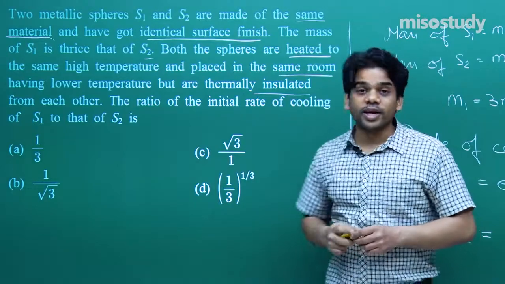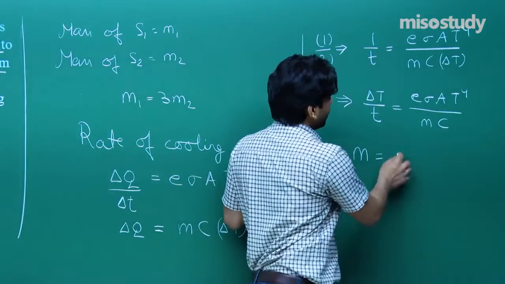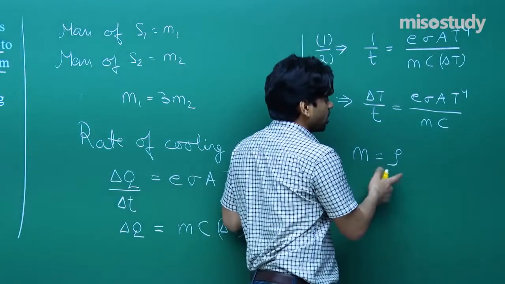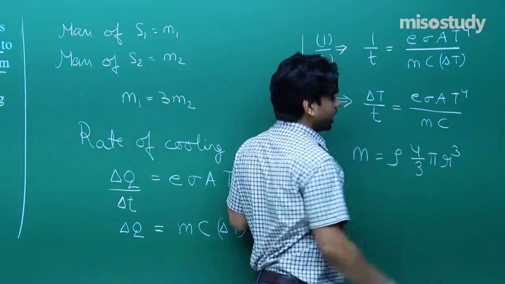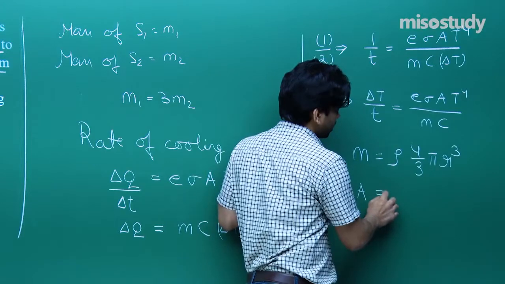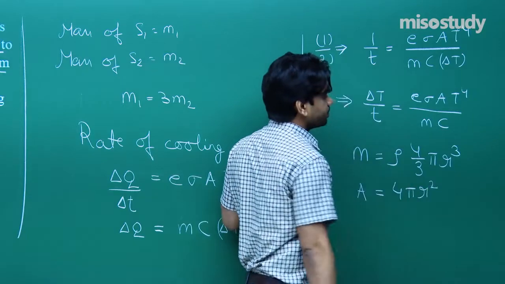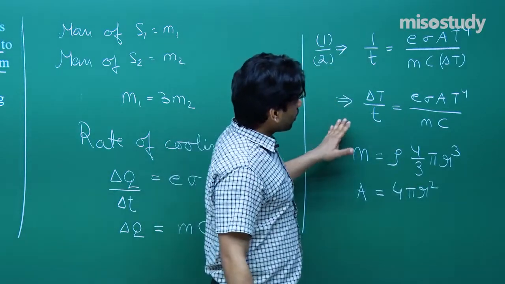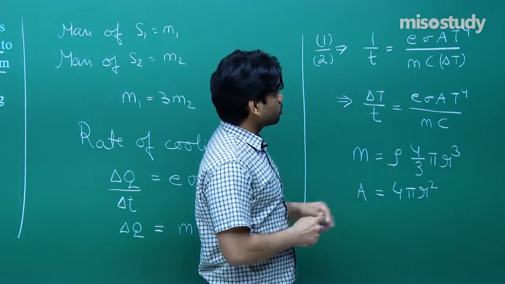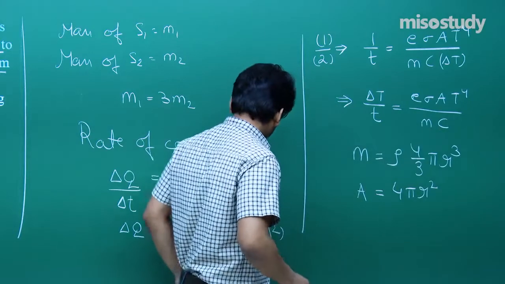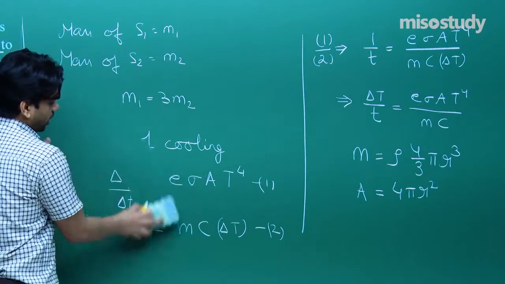The mass of S1 is thrice that of S2. We all know that mass is equal to density into volume, and because the material is the same, the density is the same. Volume is 4 by 3 pi r cube. Area is 4 pi r square, this will be the exposed area. Now if in terms of r I place here the area value and mass value, see what I am going to get. Let me rub this, it's not required.